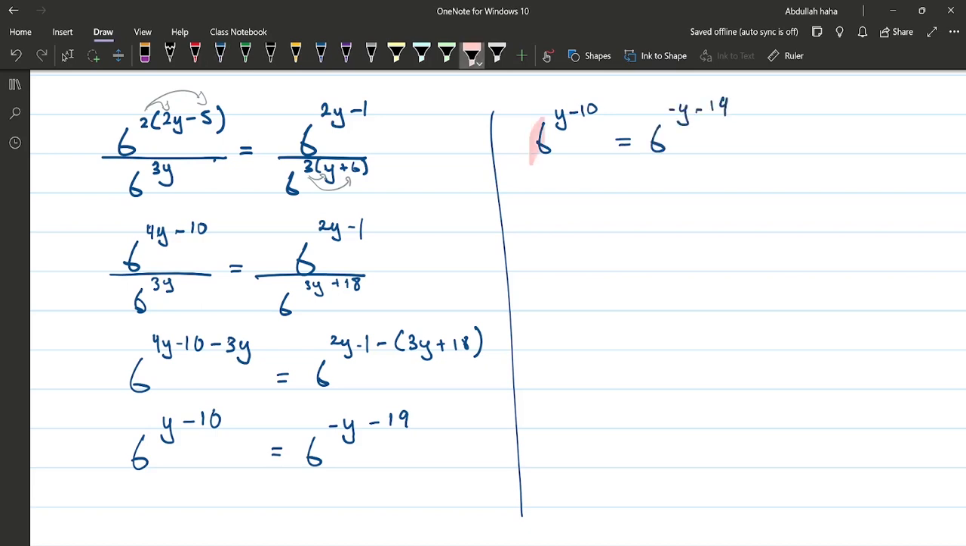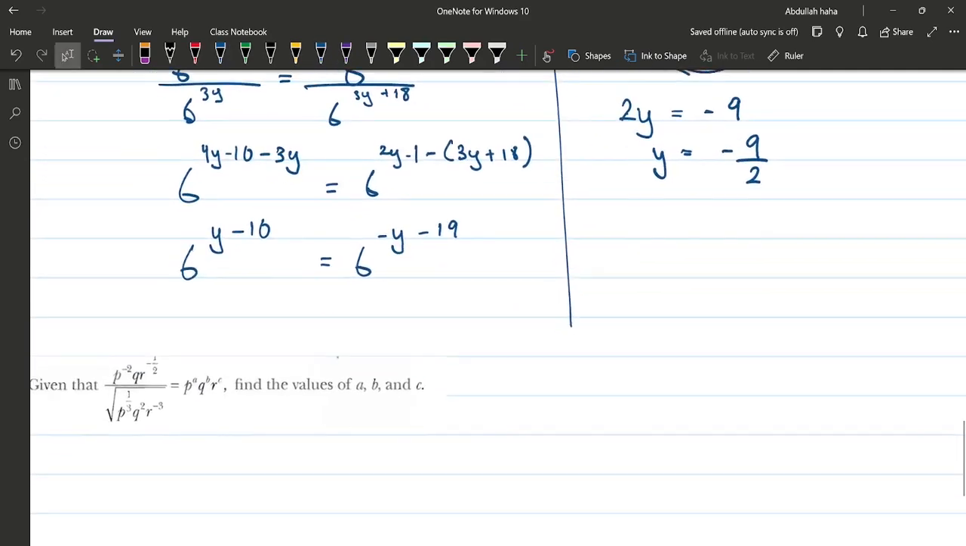So here we know the bases are the same and they're equal. So all we have to do is to say y minus 10 is equal to minus y minus 19. Take y to the other side and it becomes 2y. And 10 goes to the other side, that becomes minus 9. Okay, so y is now equal to minus 9 over 2.